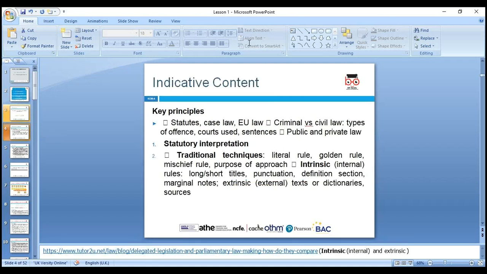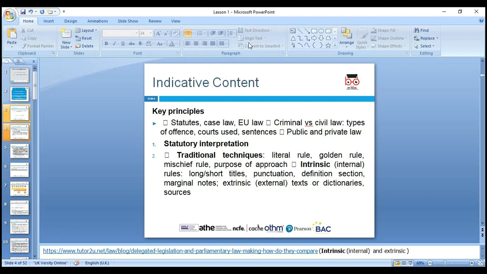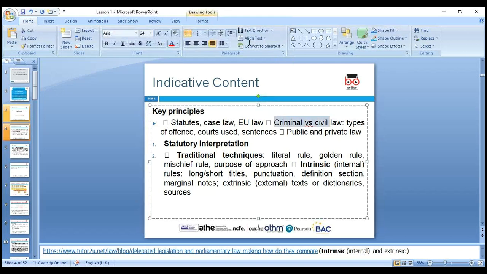Next, we have this introductory content, which we'll go through. So what do we think is the key difference between criminal and civil law first, please? Anyone?